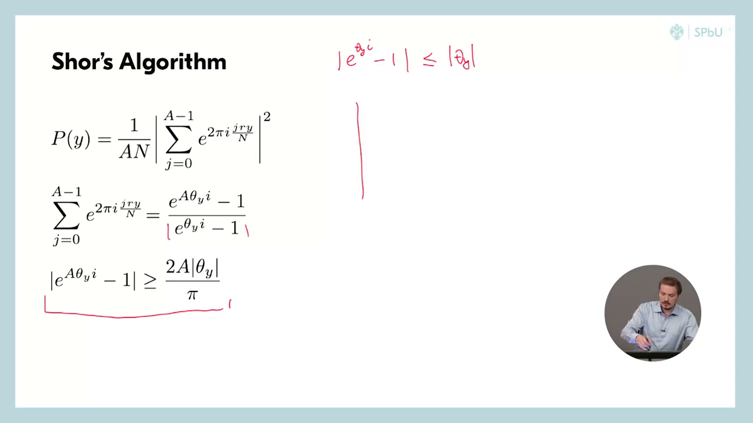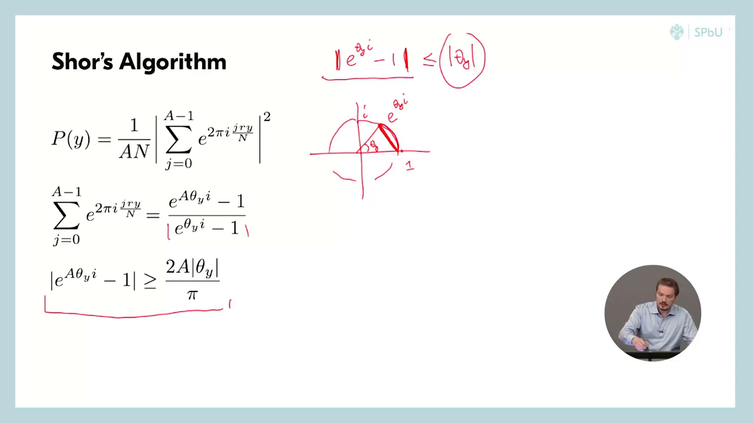Well, let's see this geometrically. Here is the complex plane, so here we have 1, and this unit circle, not very pretty, on the complex plane. And we have this angle theta y here. And this expression, this absolute value, here we have e to the power theta y i minus 1. So this expression on the left is the length of this chord. And this expression on the right is the length of this arc. So what I'm trying to say is that the arc is longer than the chord. And it is always true, so I believe I proved this.